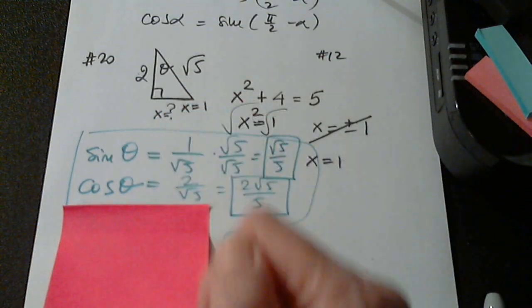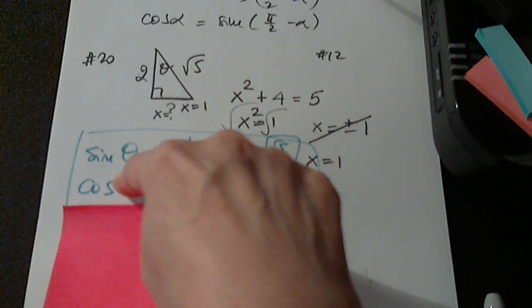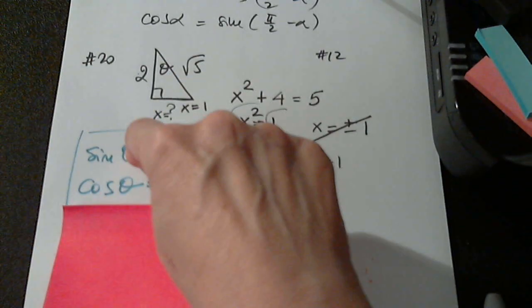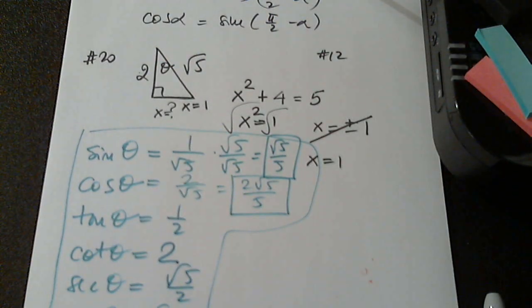Tangent is this over this. Cotangent is this over this. Secant is 1 over this. Cosecant is 1 over this. Any questions so far? Anyone? Any questions, please?